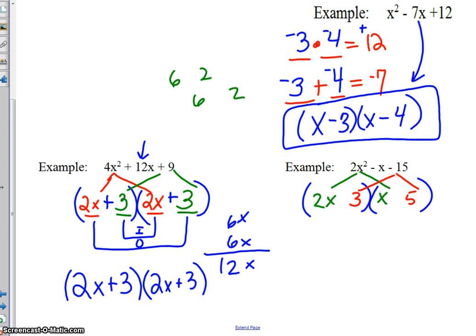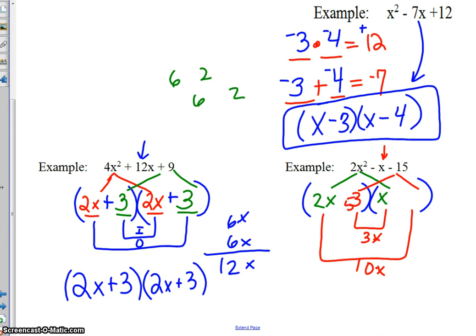So this is where we're checking our inside and our outside. Inside would be 3x. Outside would be 10x. 3x and 10x, is there a way to get this negative 1x? Nothing I can think of. So we know that's not going to work. So I think I'm going to go back to my first idea of switching them around.